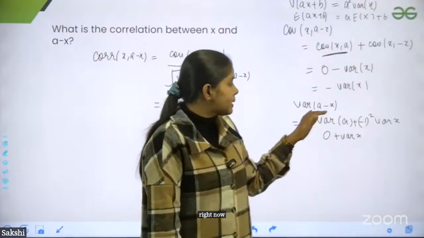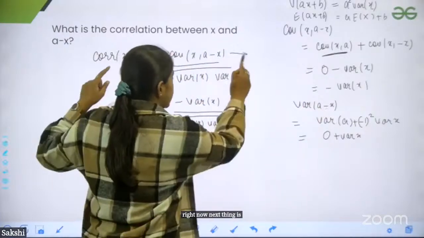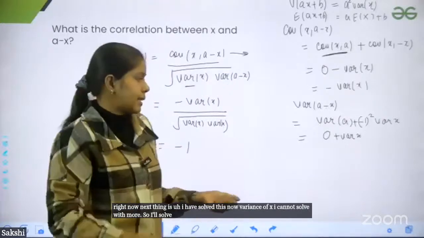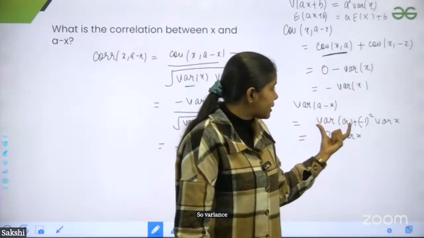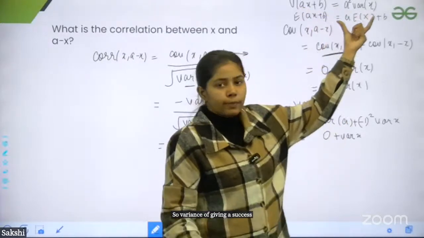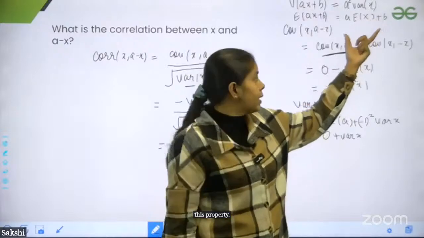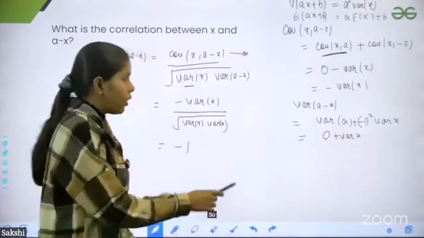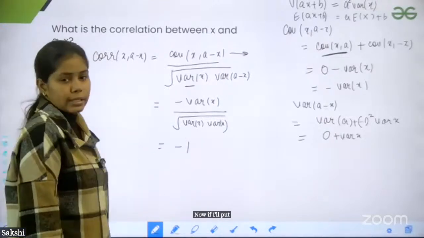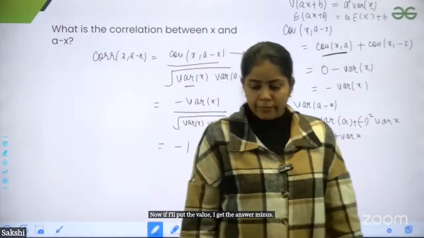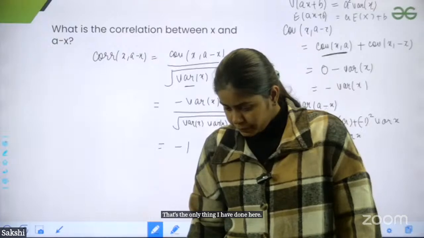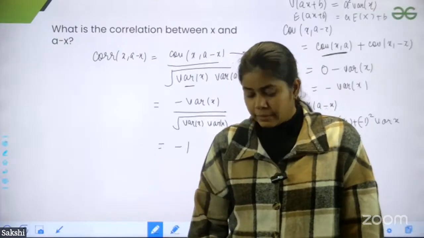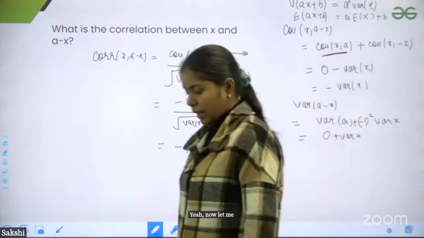Now, variance of x I cannot solve more, so I'll solve variance of a minus x. Using the property that variance of ax plus b is a squared variance of x, it becomes variance of x. Now, if I put in the values, I get the answer. That's the only thing I have done here. Now let me know if there is any more confusion.